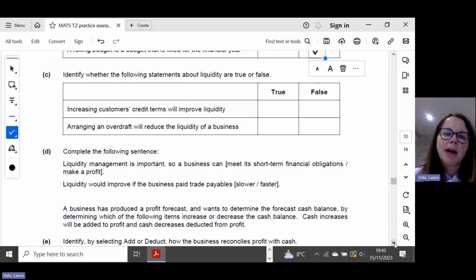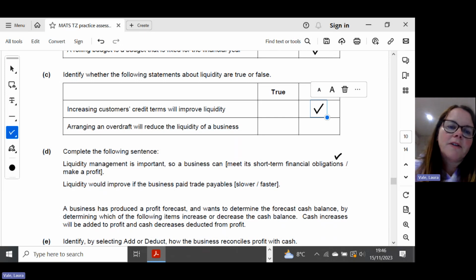Identify whether the following statements about liquidity are true or false. So liquidity is about having enough money, cash, or liquid assets available to pay your debts as they fall due. So increasing customers' credit terms will improve liquidity. Well, if you increase your customers' credit terms, it means they've got even longer to pay you. So you'll take longer to get the money, and that's not going to improve your liquidity situation. Might improve your customer morale, but no, that's going to be false.